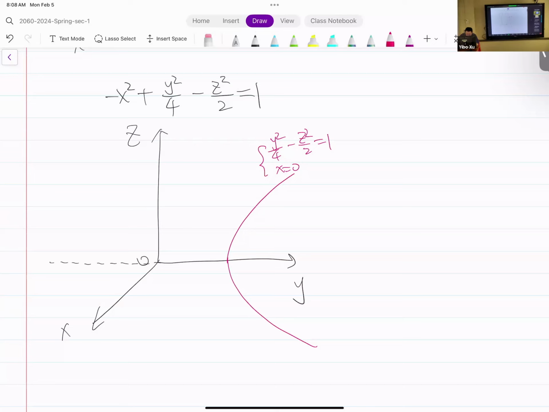YZ plane. And that's a 2, negative 2, right here. And now, this is red. So YZ trace.